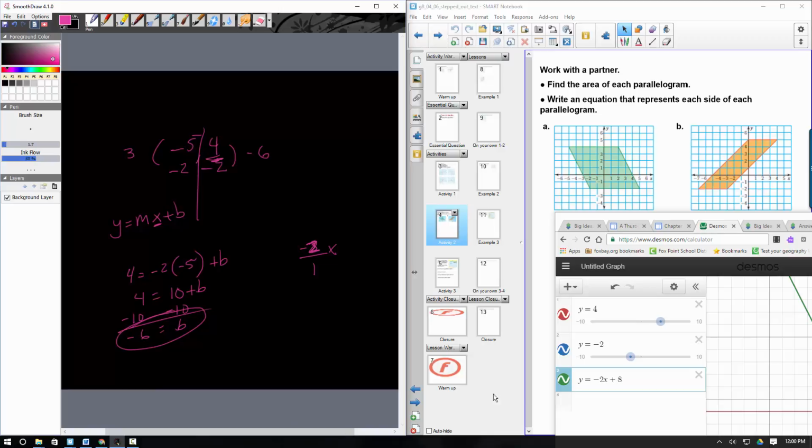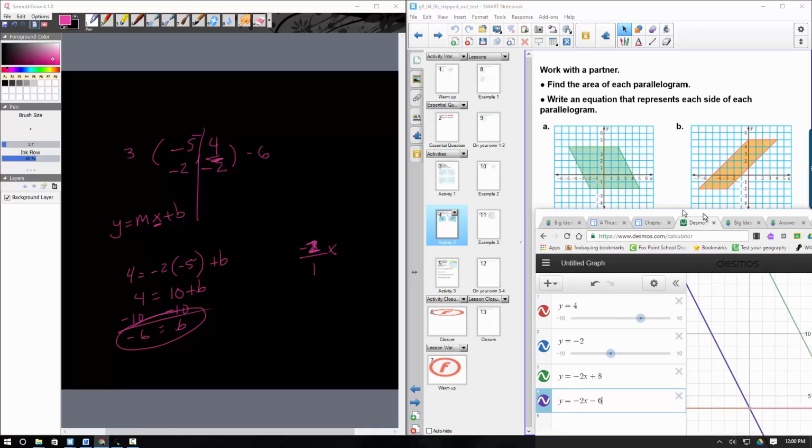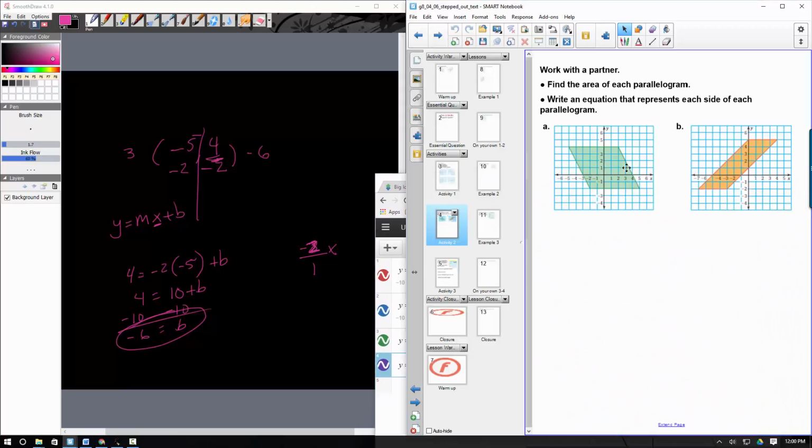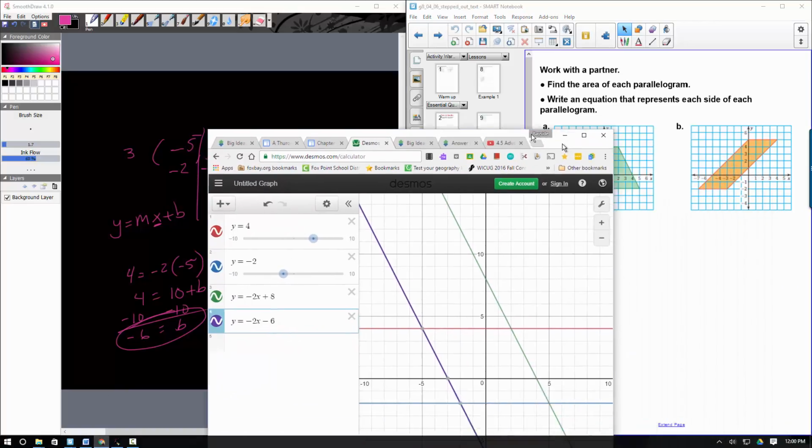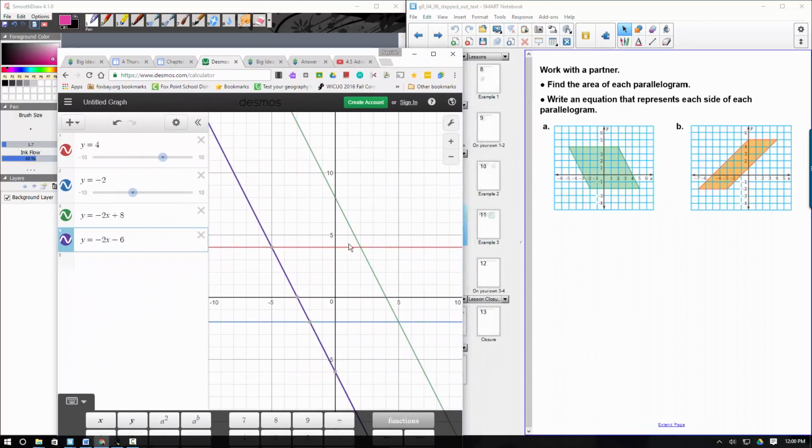So let's just graph this one out. So I'll say y equals negative 2x minus 6. And when I look here, it's kind of hard to see it. But if I look, this little pattern right here inside is the exact same thing as this right here. So that's how we do this.